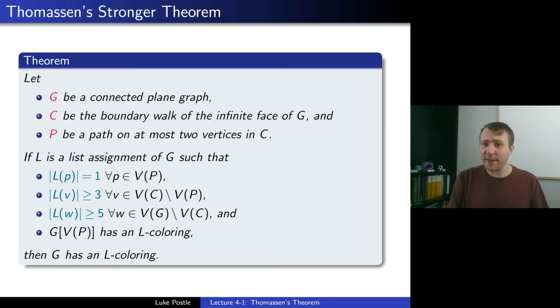So that implies Thomassen's theorem in the weaker form, because you could just have P be empty, and then the list would all be size 5, and that would be fine. And you could just apply this again if you're not connected to each component, and that would work fine. So that is Thomassen's stronger statement.